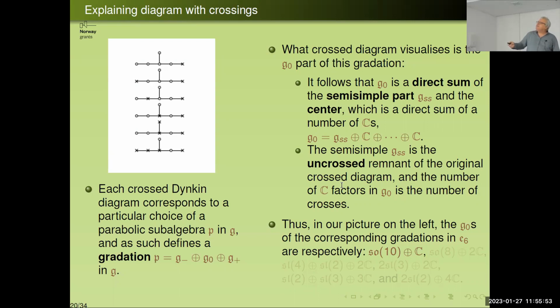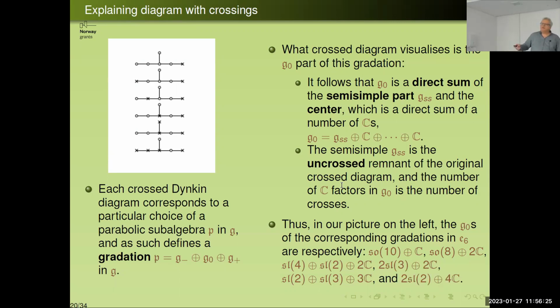In the second case, we now have 2 crosses. And what remains after 2 crosses is just D4 here plus 2 C's. So this G0 is SO8 plus 2C. The next one is interesting because this semi-simple part is just this here, which is just SL4, and this here, which is SL2. So it is SL4 plus SL2 plus 2 crosses plus 2 C's, and so on.